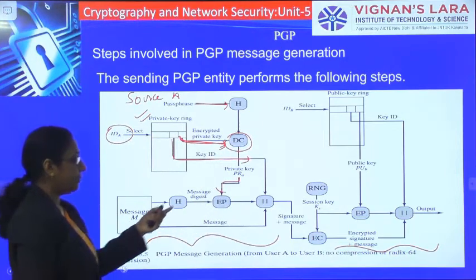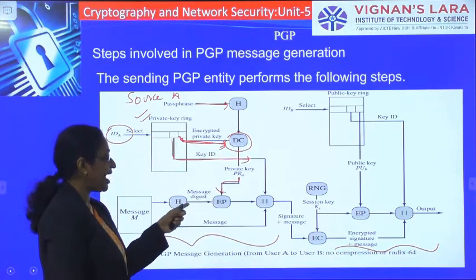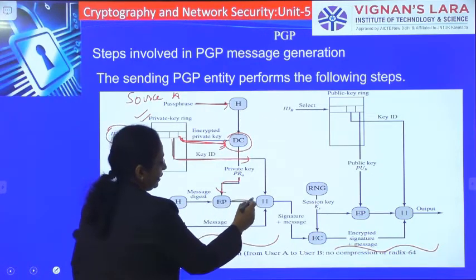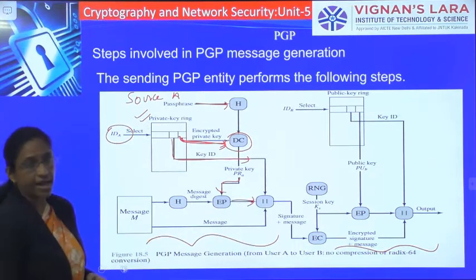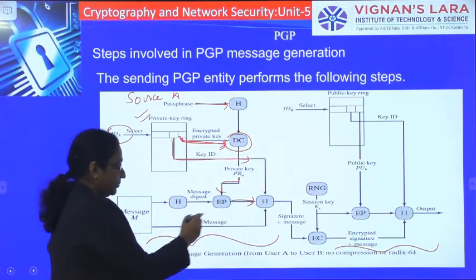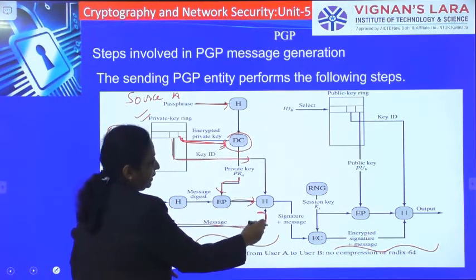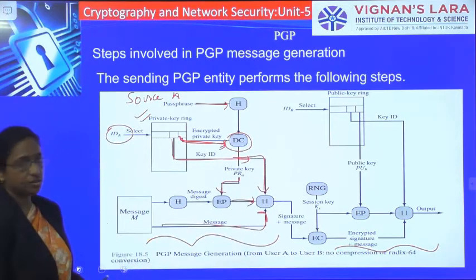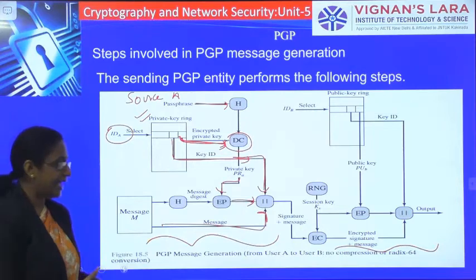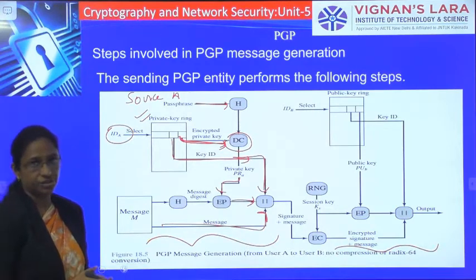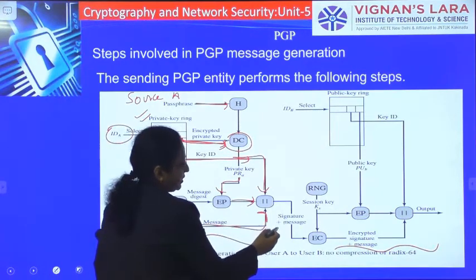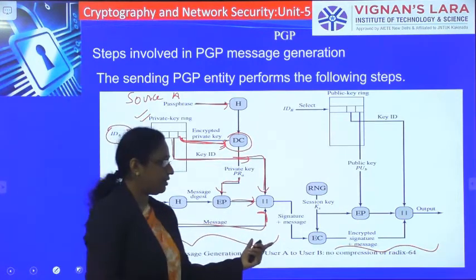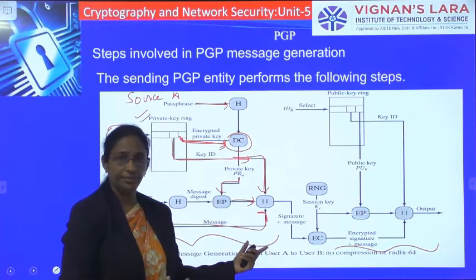By using that private key, your hash value will be encrypted. This encrypted hash value, which is the signature, and also the key ID are all attached. The signature, message, and the key ID are all attached here. With that, we will be generating the signature for the message.